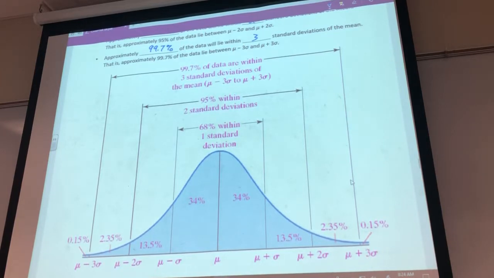You don't have to go through and do all that work yourself. You can just use the chart, like I said. Quizzes and homework, you can use the chart. Tests, you won't need to, because tests are going to be straightforward: 68, 95, 99.7.